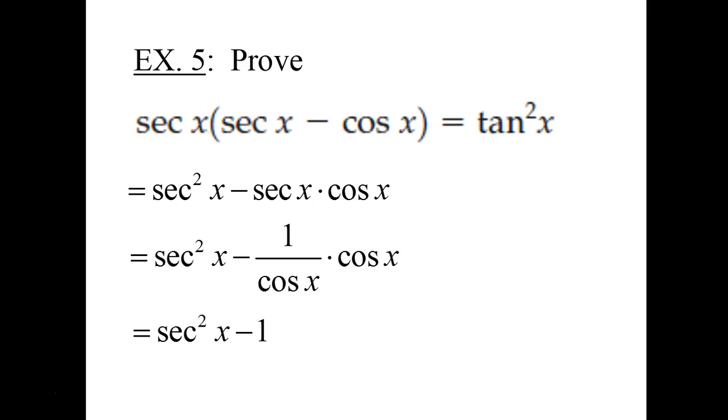You can see why I turned this one into 1 over cosine in order to cancel those terms. But why I left this alone is because when I have a trig function squared, and some combination of a 1 and a squared term, typically these become trig identities, specifically Pythagorean identities. And I know that secant squared minus 1 is actually the Pythagorean identity for tangent squared, which is what I was trying to prove this equal to, so game over.